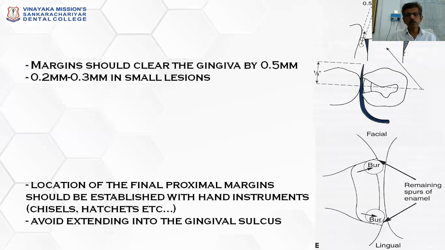However, you can use a needle tip burr, but see to that you don't damage the adjacent tooth. That's one important precaution you need to keep in mind, that damaging of the adjacent tooth again leads to an open contact, food lodgement, failure of the restoration.